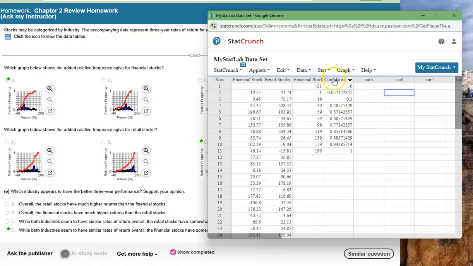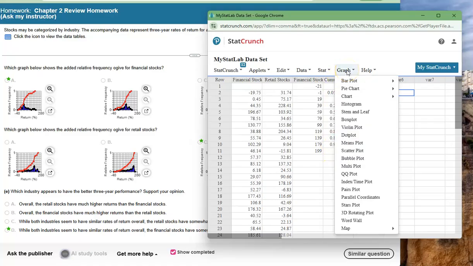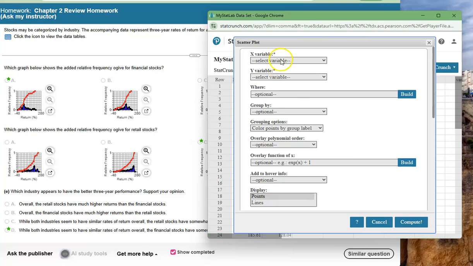Okay, this is the information that I now need to graph. The type of graph I'm going to select is the scatter plot, because I have both X and Y data that I'm graphing. So the X variable are the financial stocks. I believe it was this one. And the Y variable was the cumulative relative frequencies.